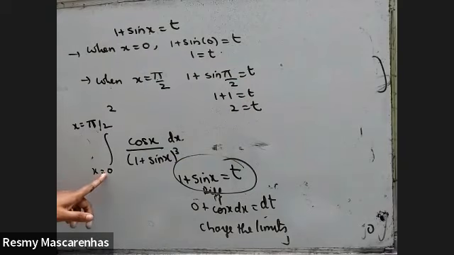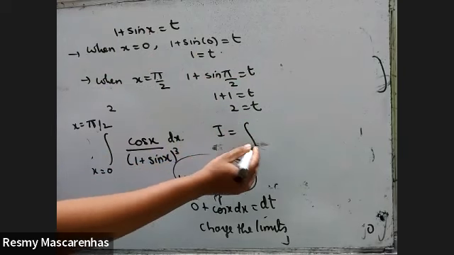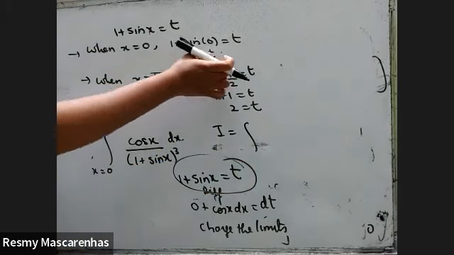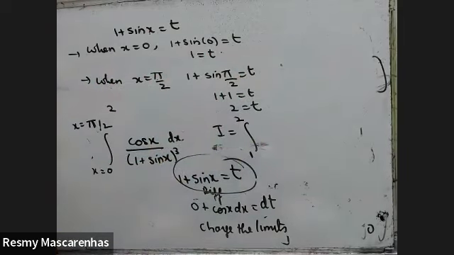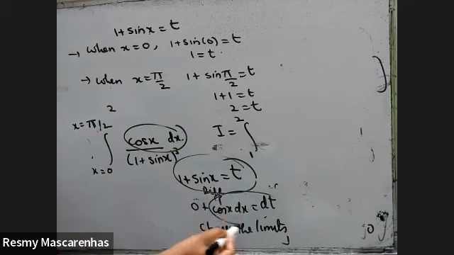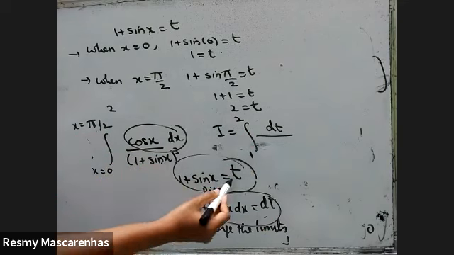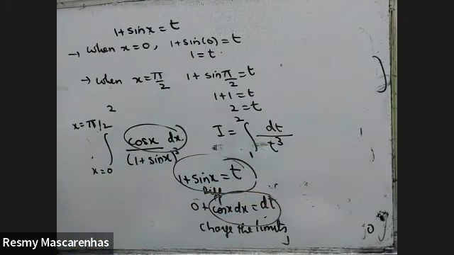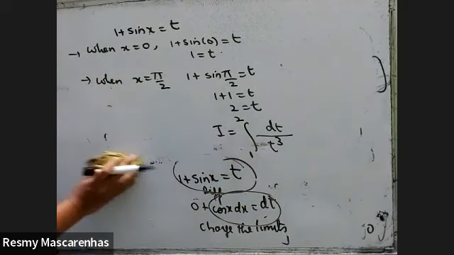So wherever there is x equals 0, we have to put t as 1, and for pi by 2, t as 2. So I write the entire integral now back in terms of t. When x was 0, t will be 1, and this will be 2. Now what is the value of cos x dx? This is dt. And what was this full thing? 1 plus sin x is nothing but t. So it will become t cube. Now solve the integral.